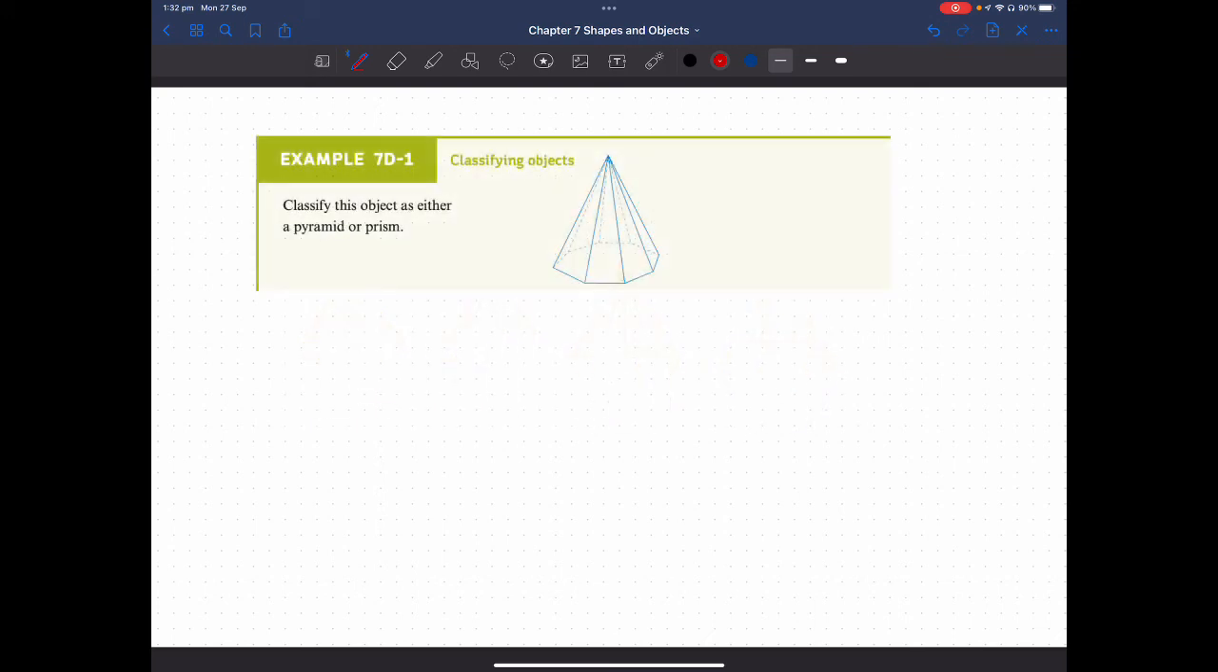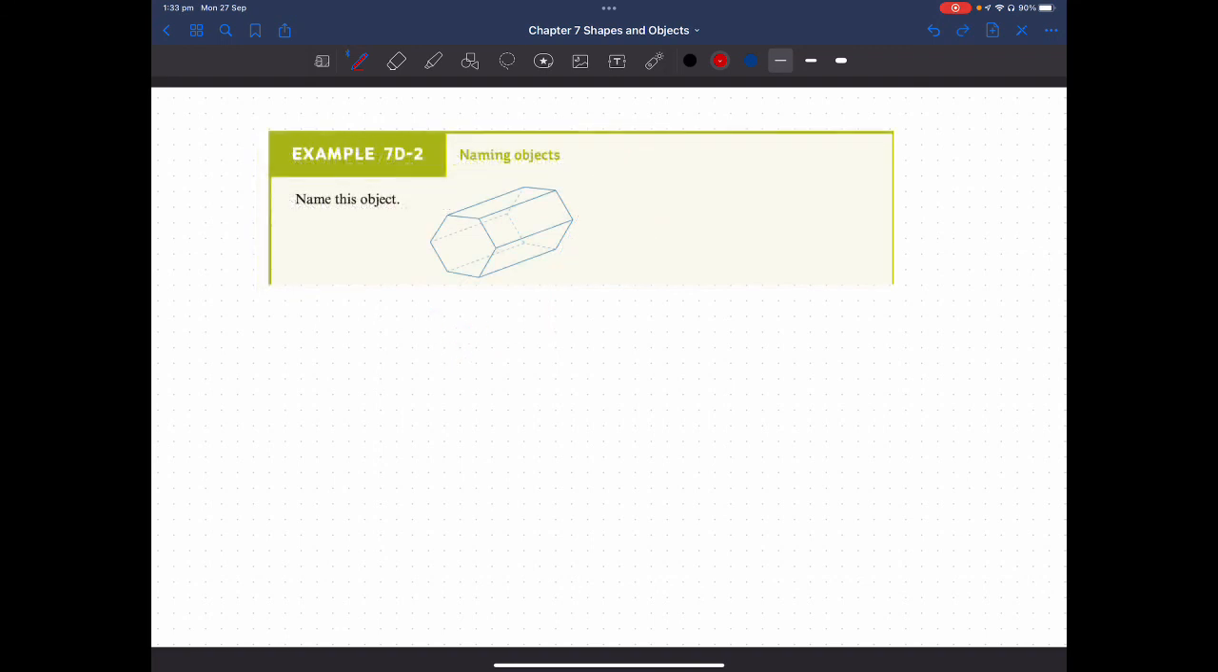In this example, we're asked to classify this object as either a pyramid or a prism. We can see there is a base, and opposite that base it finishes in an apex, a point, so it is a pyramid.